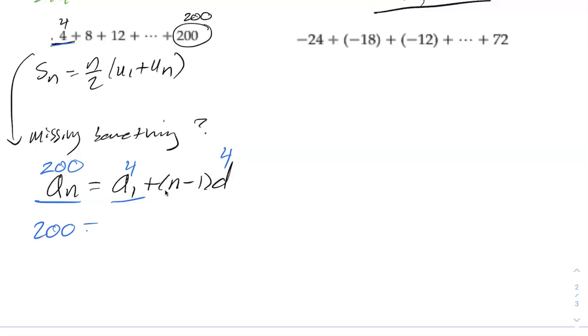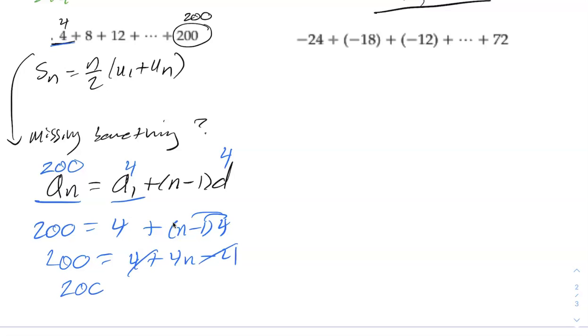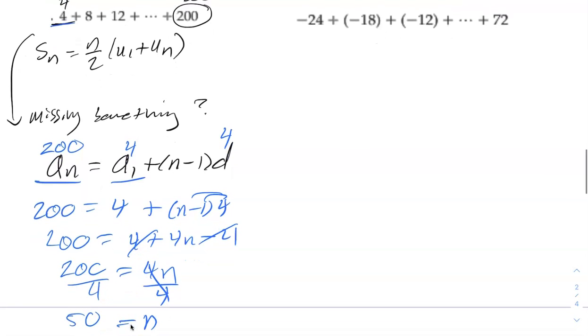200 equals 4 plus n minus 1 times 4. Now you can distribute the 4 and do all that. Let's do that, it's probably the easiest. So 200 equals 4 plus 4n minus 4. These cancel. 200 equals 4n. Divide by 4. N equals 50.